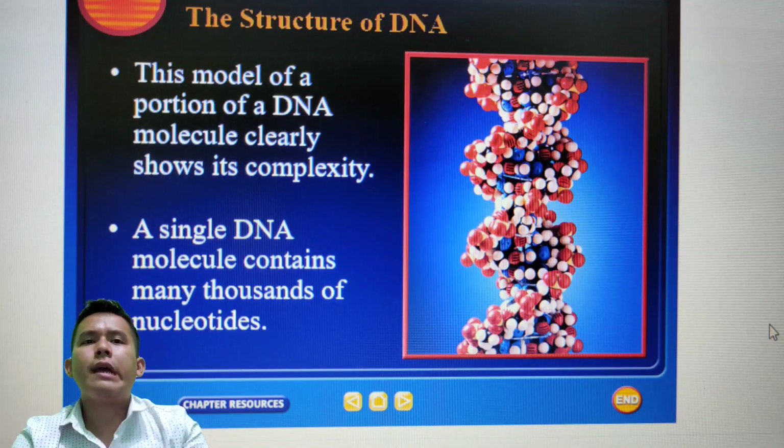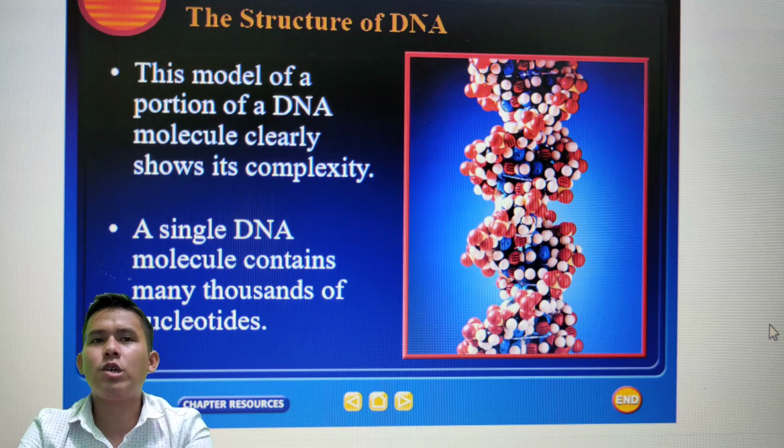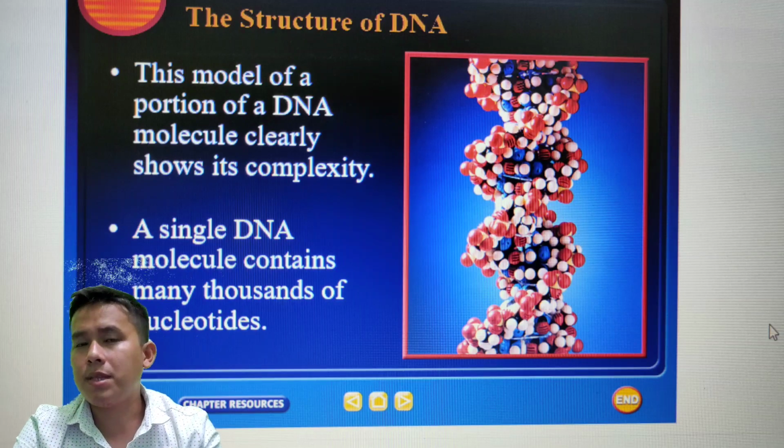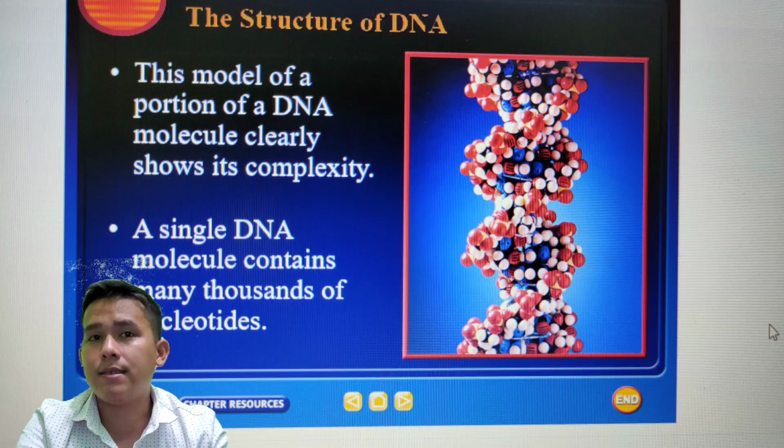Here we have a structure of DNA. This model of a portion of a DNA molecule clearly shows its complexity. A single DNA molecule contains many thousands of nucleotides.